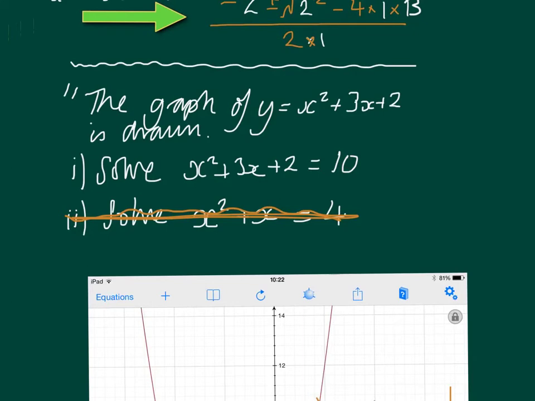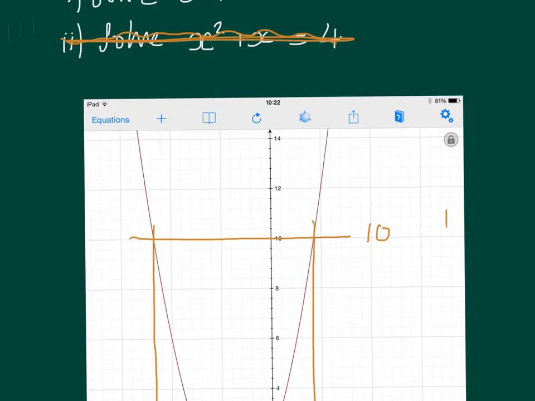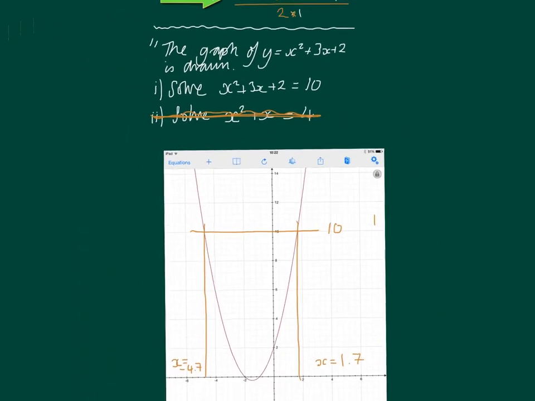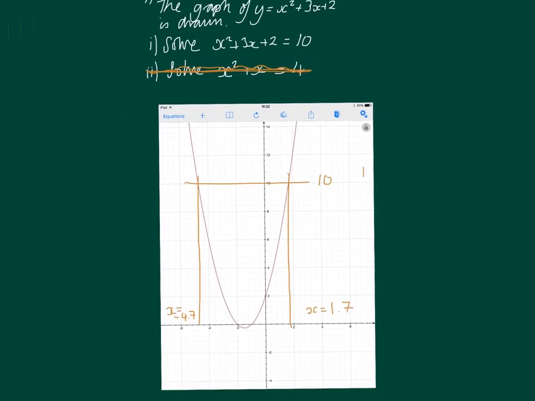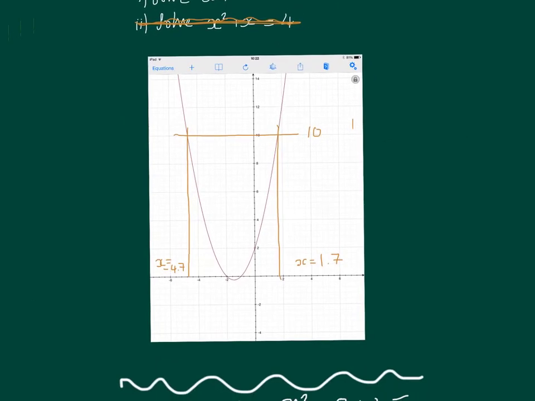Y equals 10. So all you have to do is, on the graph they've given you, draw the line y equals 10, which I've drawn across there. Okay, I drew the graph on the iPad for you, so you had a copy of it. I'll just scroll out a little bit now so we can see it all in one go. There we go. Okay, so there's the graph.